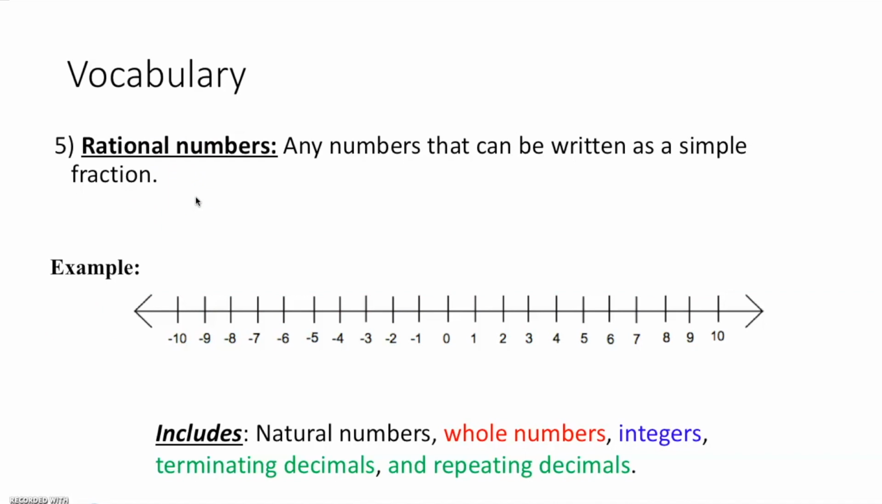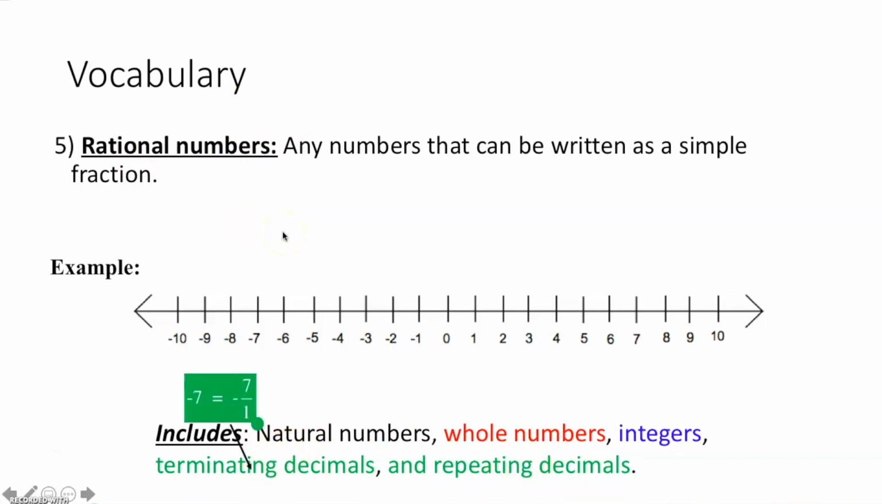Now, rational numbers are any numbers that can be written as a simple fraction, okay? So this is going to include natural numbers, whole numbers, integers, terminating decimals, so decimals that stop, that don't keep going on forever, and repeating decimals. Now, these would be decimals that do go on forever, but it's like 0.333333 or 0.25252525. Those would be included in rational numbers because those particular decimals can be written as fractions.